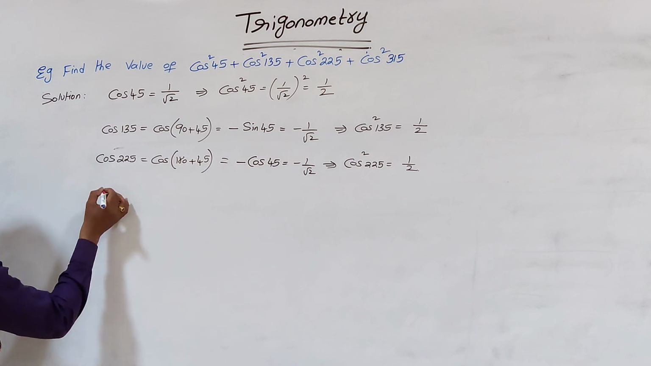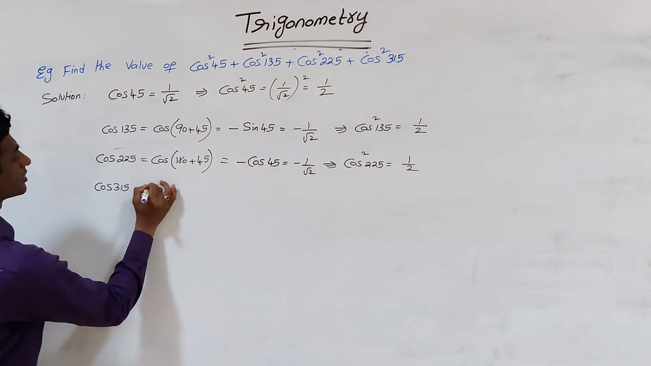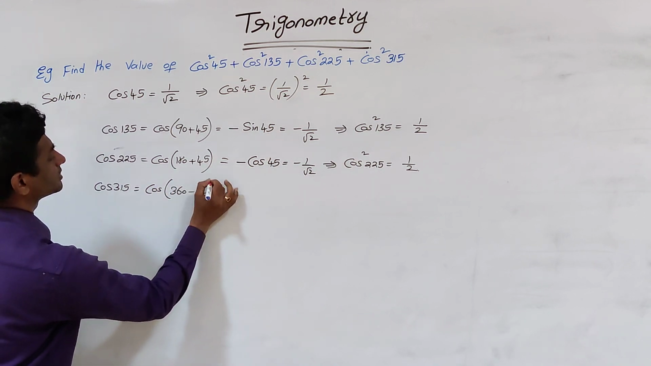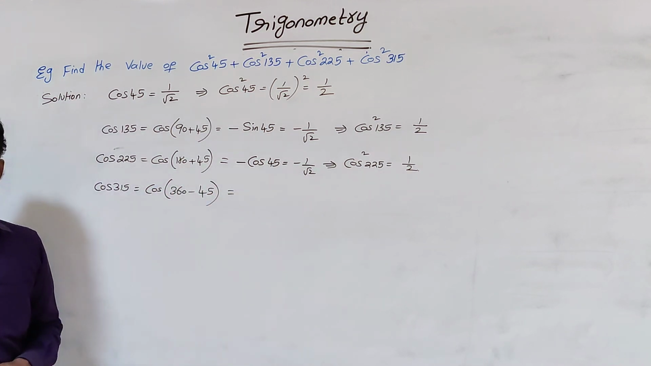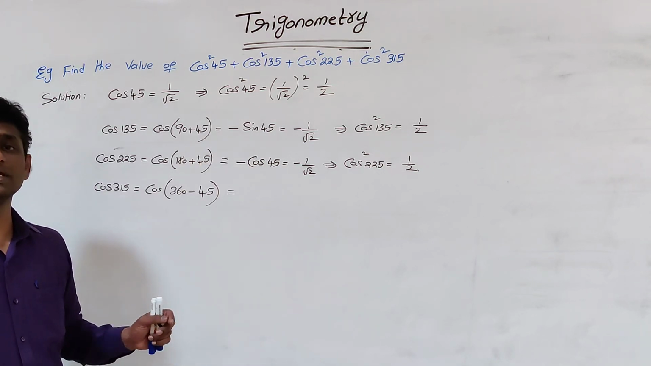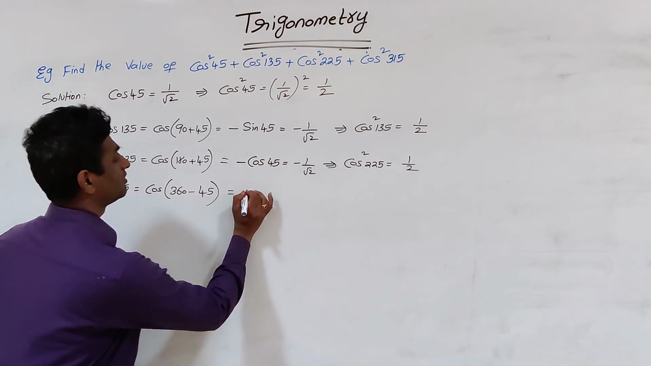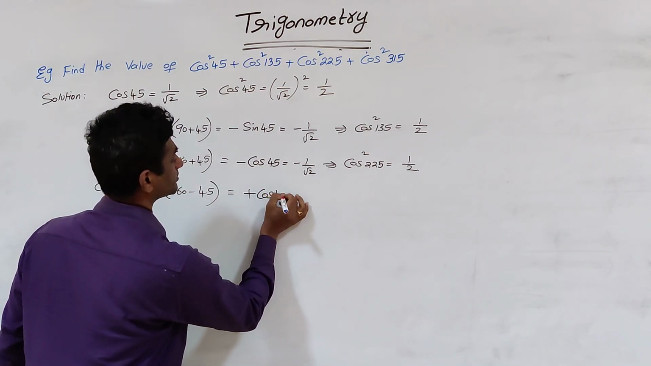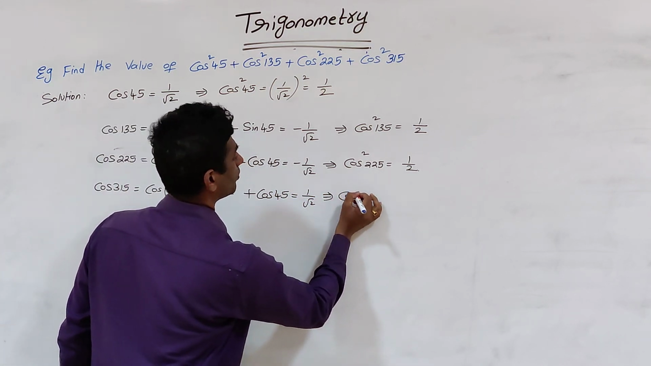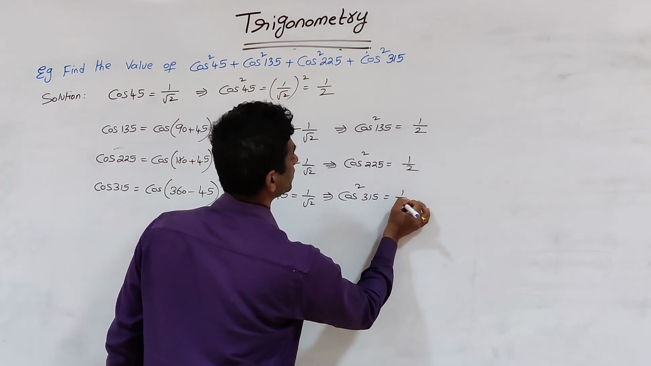Similarly, if you solve cos 315 degrees: cos of 360 minus 45 degrees. So it is in the form of cos of 360 minus theta. Cos of 360 minus theta will be plus cos theta. As theta is 45, it will be plus cos 45. So again it is 1 by root 2, which implies cos square 315 degrees will be 1 by 2.